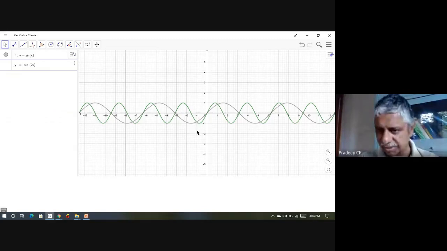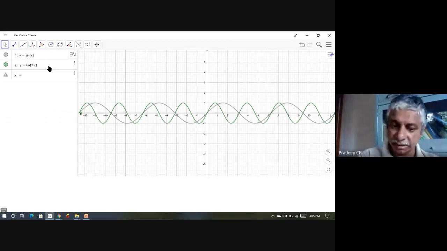I really don't have time to tell you the beautiful things which are happening here, but I would like you to spend some time on GeoGebra, or as I told, on a mobile phone, download Desmos and plot these curves and see the beautiful symmetries.